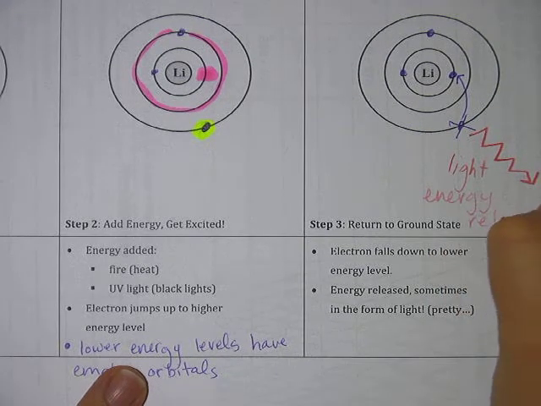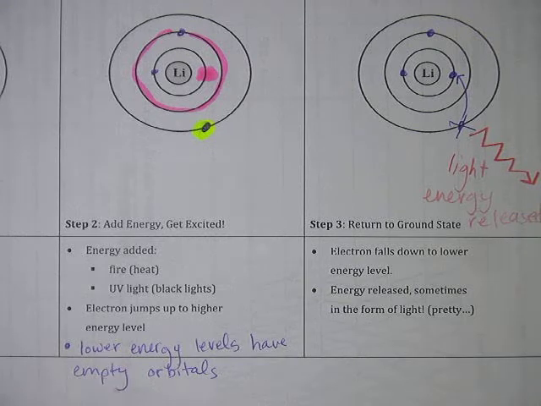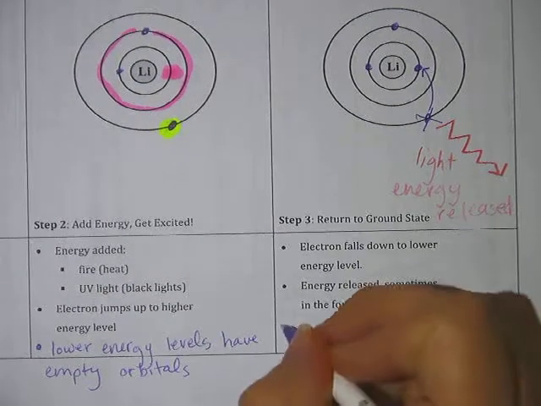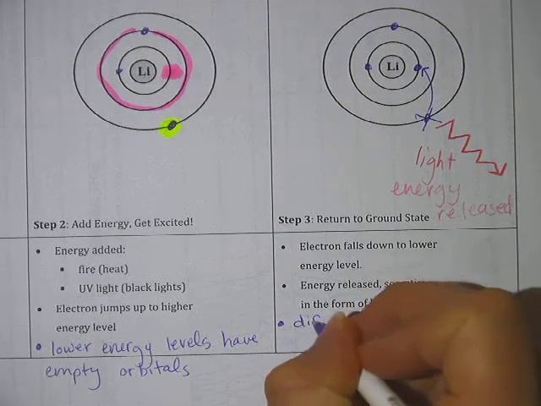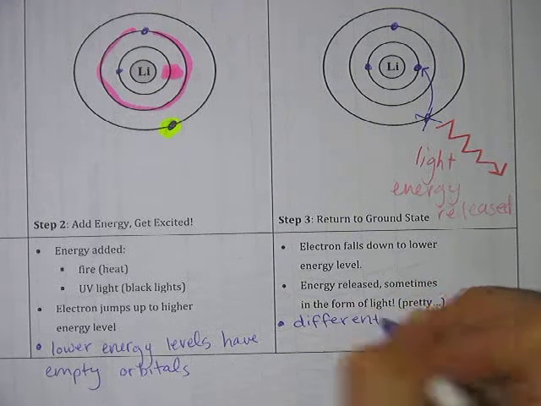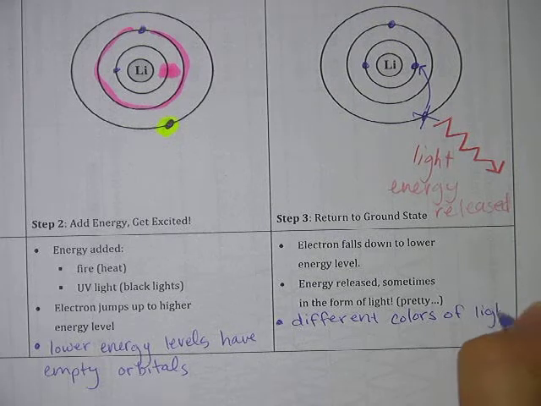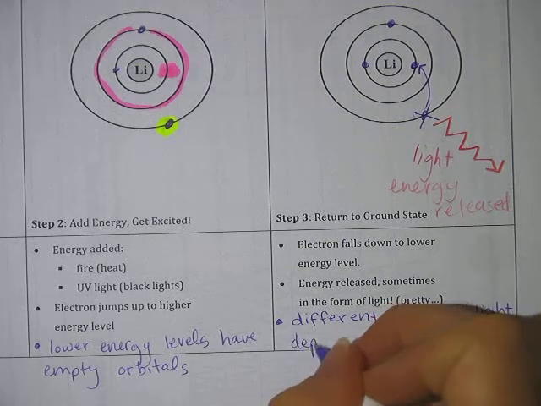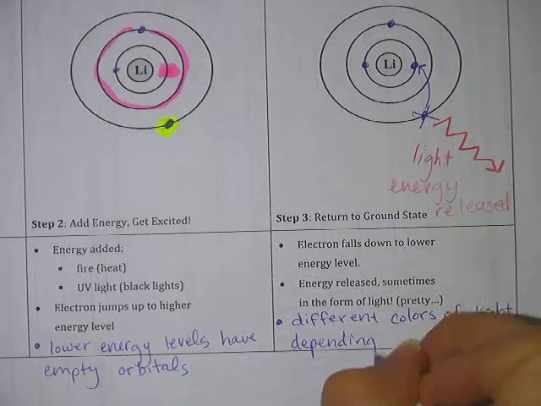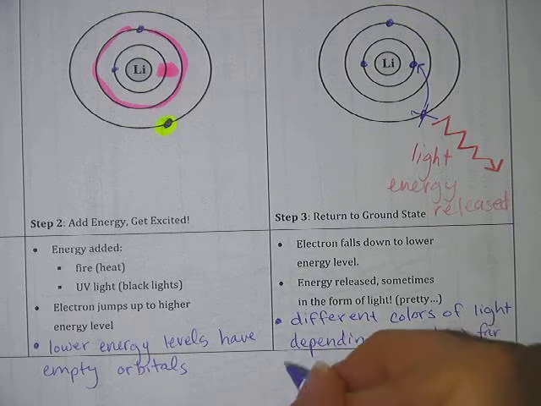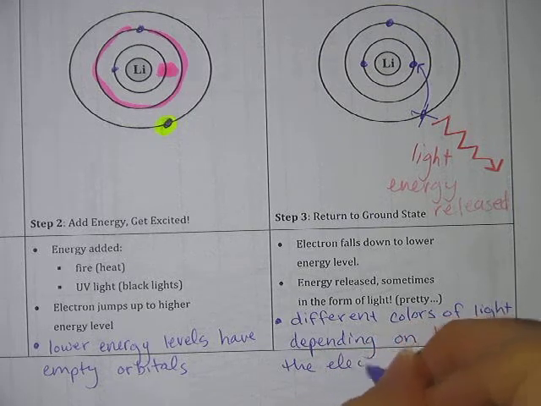And what you're going to find in the lab is that you can get all kinds of different colors of light coming from this, and that's going to depend on how far the electron fell. So we're going to write that down too. Different colors of light depending on how far the electron falls.